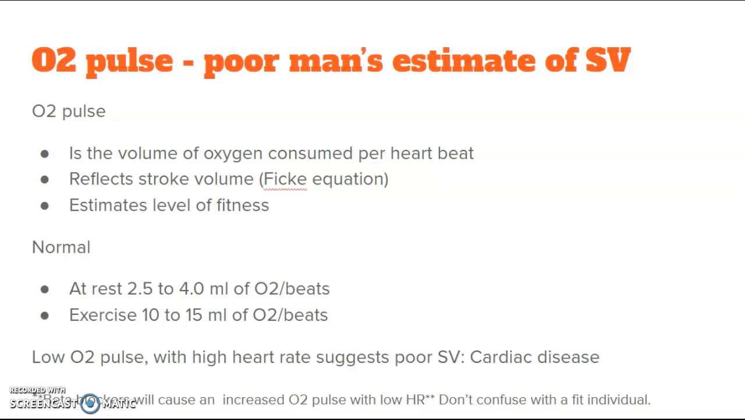That same effect you'll see with someone who's on beta blockers. Someone on beta blockers will have an increased O2 pulse, but they'll have a max heart rate which is on the lower end, and at rest a low heart rate. That sounds confusing, but keep in mind, beta blockers will cause an increased O2 pulse. So don't confuse that with someone who's fit. That's the takeaway, that last sentence right there.